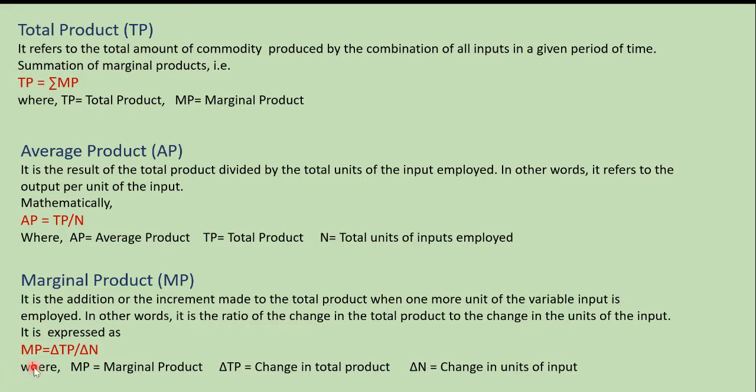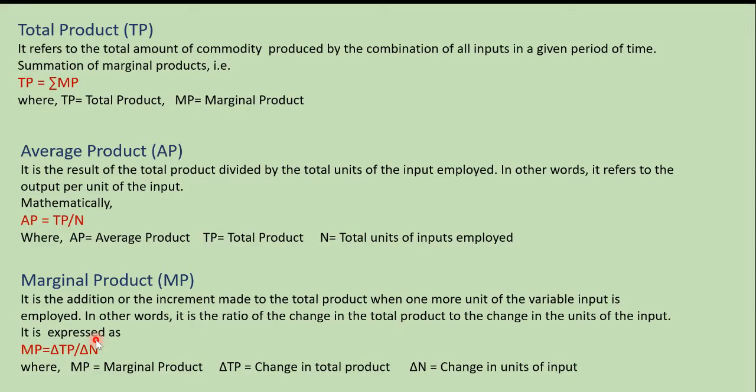There are two formulas. One is MP is equal to change in total product divided by change in n, or marginal product is equal to total product of n units minus total product of n minus 1 units. You have that in your textbook under 3.4. So marginal product is the addition or the increment made to the total product when one more unit of the variable input is employed. Suppose there is one laborer and he is able to make 10 cycles. Now the second laborer is employed. So when the second laborer comes, both of them are able to do 18 cycles.